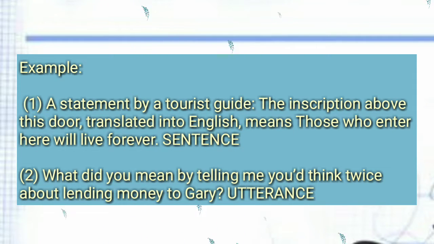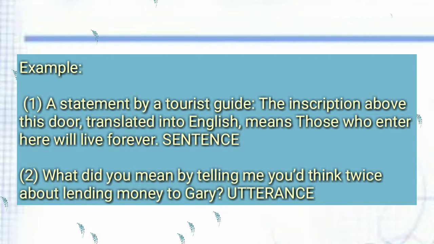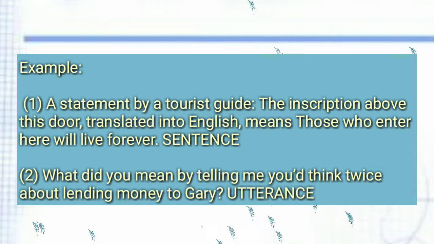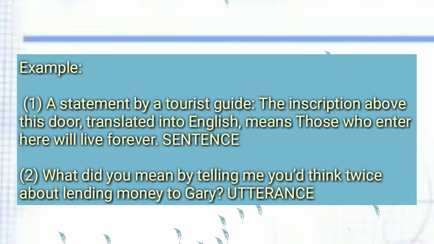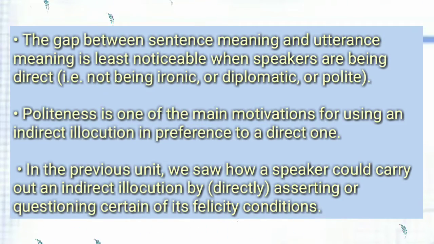"The inscription above this door, translated into English, means those who enter here will live forever." That includes sentence meaning. Second, "What did you mean by telling me you'd think twice about lending money to Gary?" That includes utterance meaning. The gap between sentence meaning and utterance meaning is least noticeable when speakers are being direct. Politeness is one of the main motivations for using an indirect illocution in preference to a direct one.